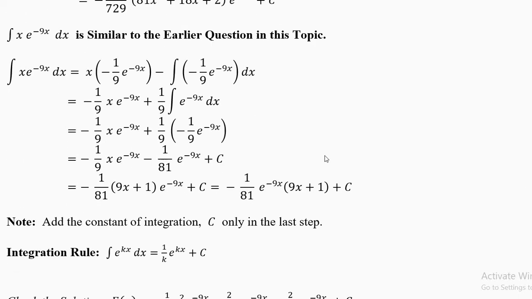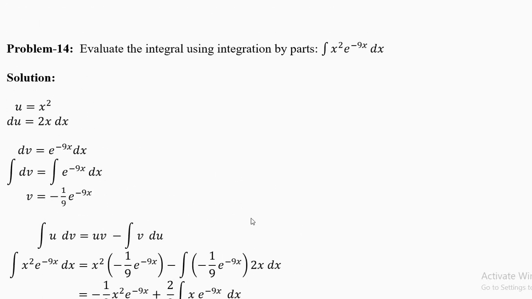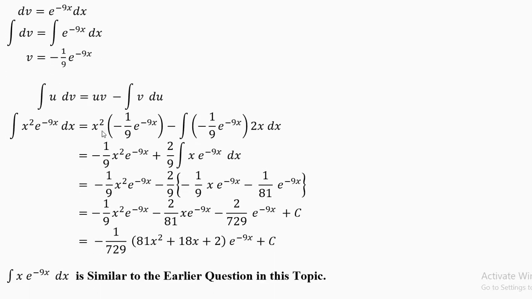Let me remind you, here we have the integration rule. E power kx integration is 1 over k e power kx, and k is equal to minus 9 in this question. Now v equal to minus 1 over 9 e power minus 9x. Take your big formula and feed it. Feed the value of u and v. U equal to x square, v equal to bracket minus 1 over 9 e power minus 9x, bracket closes. Now whenever you have a compound expression with numbers and plus minuses, please open a bracket. We'll remove the bracket in the next step. So copy this bracket, which is the value of v, outside the integral and inside the integral.